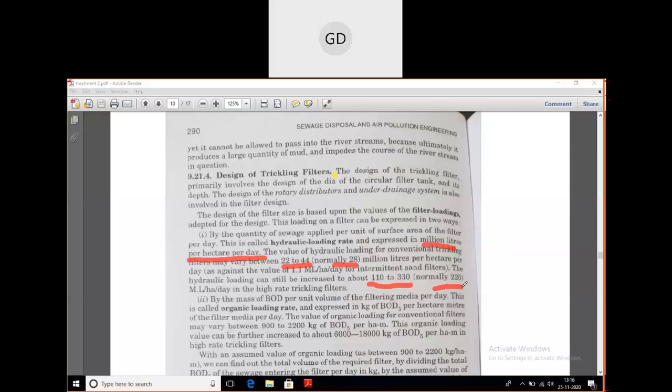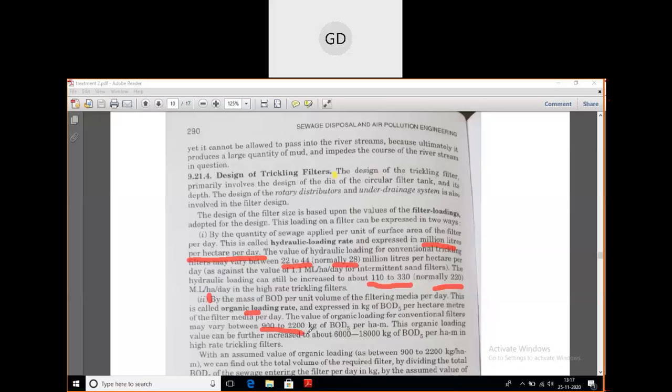So now, one was your hydraulic loading rate, and the second one is your organic loading rate. So what is the organic loading rate? It is the mass of BOD per unit volume of the filtering media per day. So this is your organic loading rate. These are the two kinds of filter loadings that you will find in a trickling filter. This organic loading rate is also expressed in kg of BOD5 per hectare meter of the filter media per day.